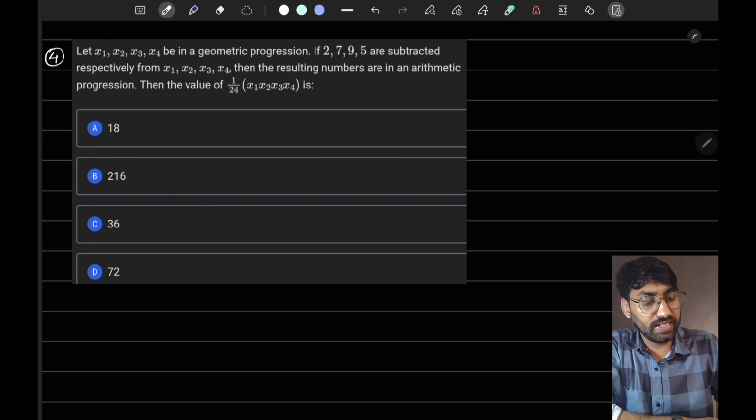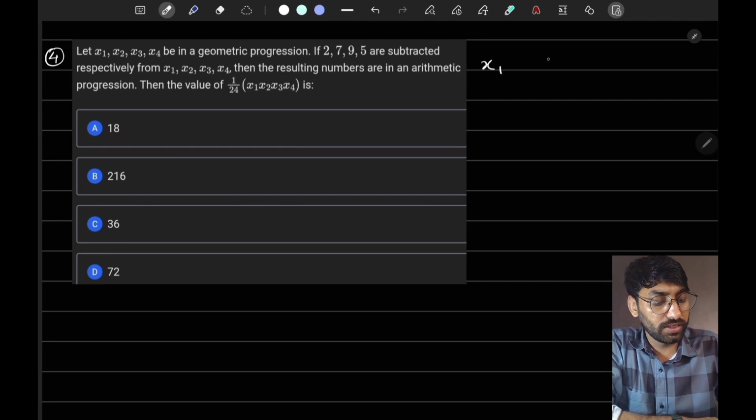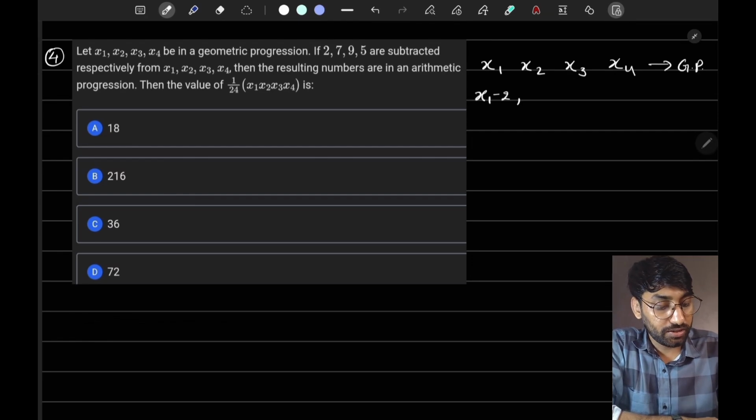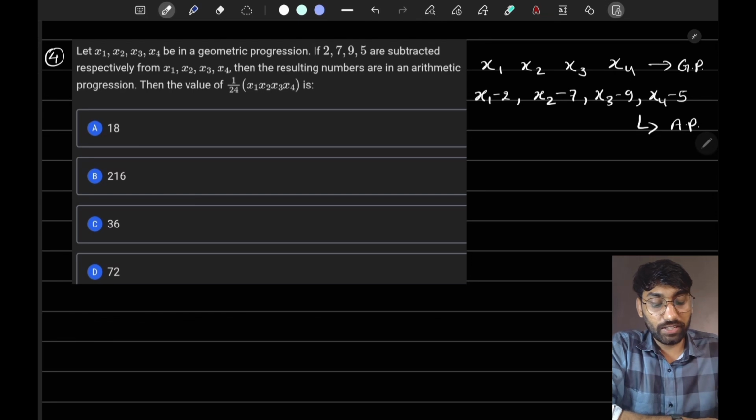So basically what they are saying is that we have 4 numbers x1, x2, x3 and x4, and these numbers are in GP, geometric progression. When we subtract 2 from x1, 7 from x2, 9 from x3 and 5 from x4, the resultant numbers become an arithmetic progression. Then we need to find the value of 1 by 24 times x1 into x2 into x3 into x4.